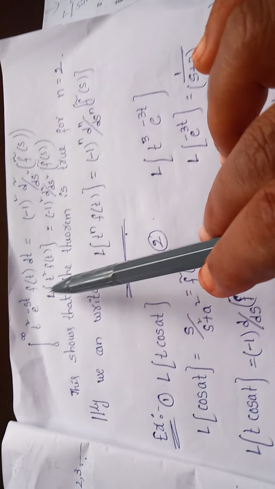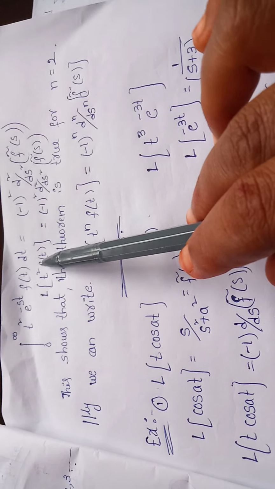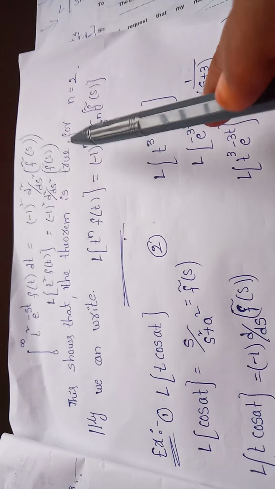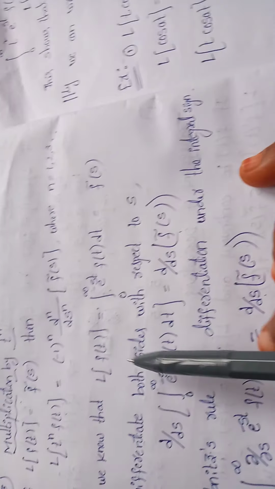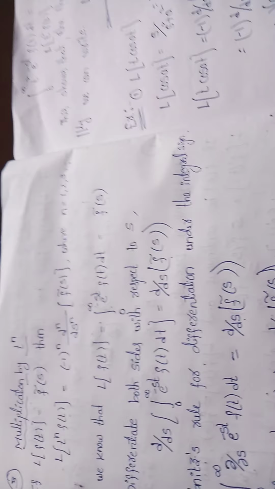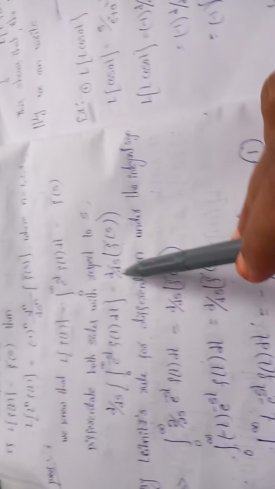So for any n, taking the nth derivative, we write the Laplace transform of t power n into f of t is minus 1 whole power n into d power n by ds power n of f bar s. Okay, this is the simple way. First take the Laplace transform definition, and in the definition, first differentiate with respect to s.